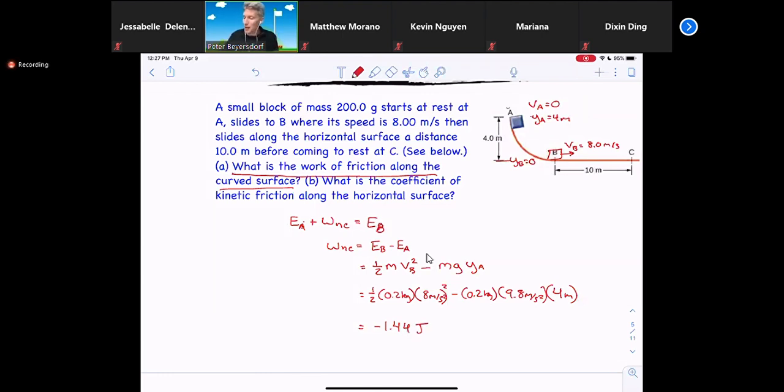Okay, so the minus sign worked out because this first term was smaller than the second term. And it makes sense because the work done by friction is always negative. It's always taking energy away. So I expect it to be negative, and that's in fact what I see.